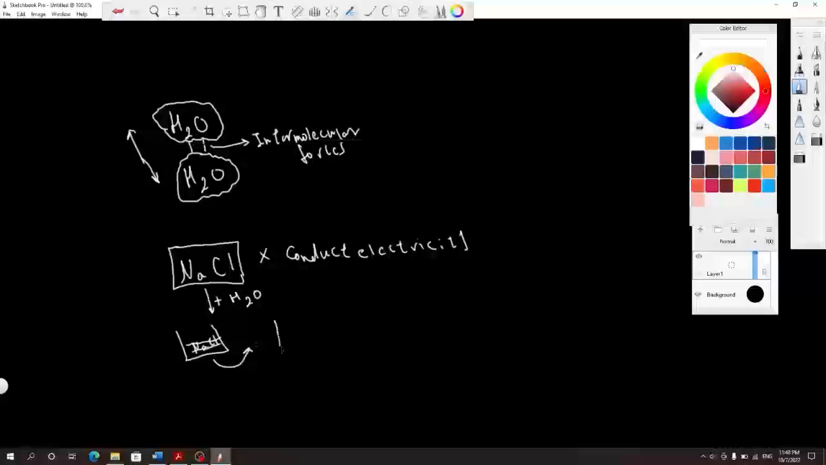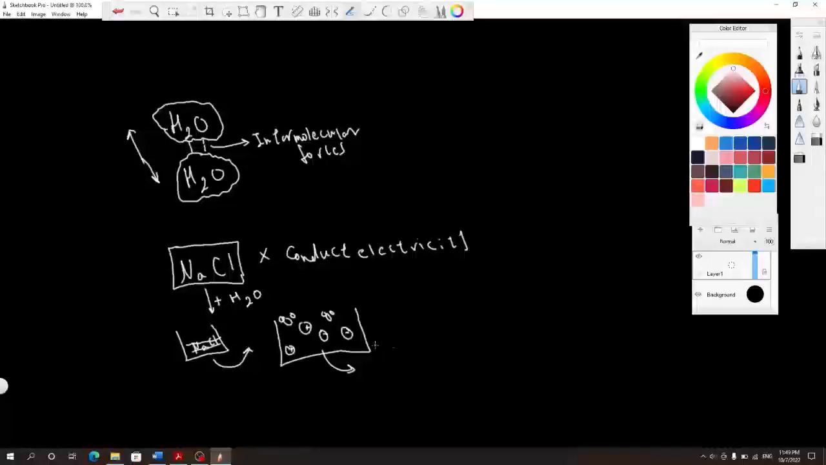Let me just magnify that for you. This is how the solution looks. Here we have a positive ion, and very far away another negative ion, and we have water molecules in here. We have a whole bunch of positive and negative ions, of course, but just for the sake of time. These ions are free to move, which means they are free to carry the electrical charge, which means that they can conduct electricity.